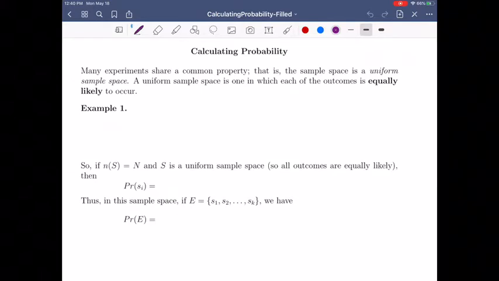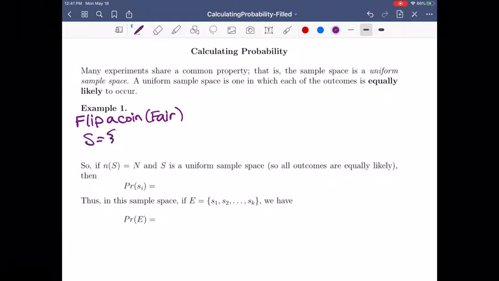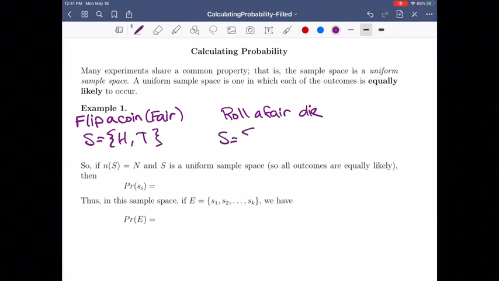For example, the obvious ones: flip a coin. As long as it's a fair coin, the sample space is heads or tails, and they're equally likely to occur. If you roll a fair die, the sample space is 1 to 6, and they're all equally likely to occur. Those are examples of uniform sample spaces.